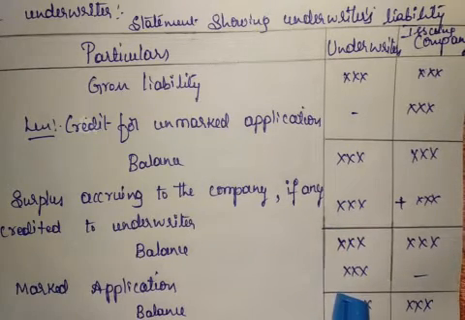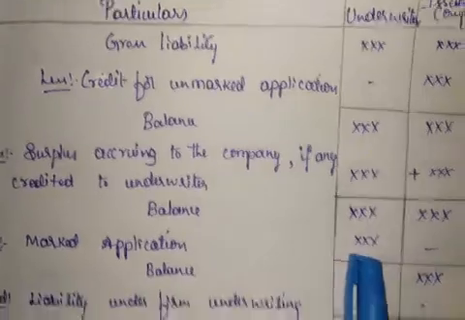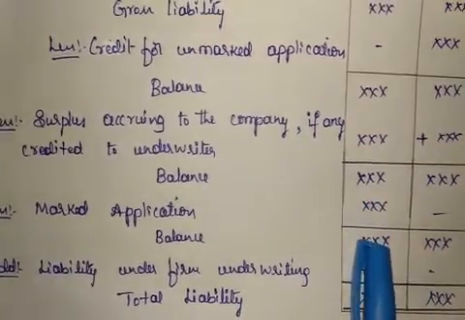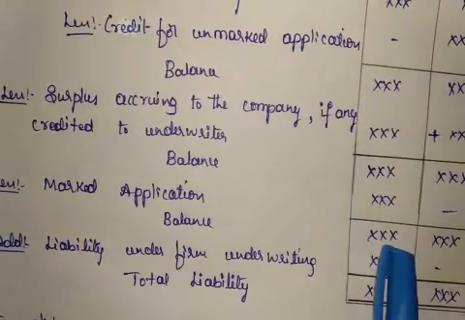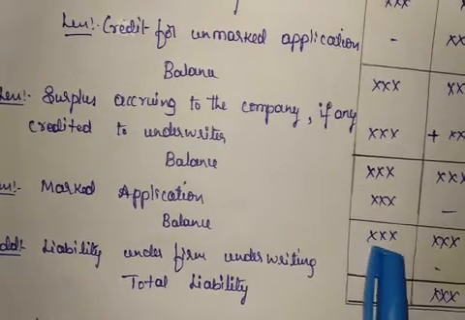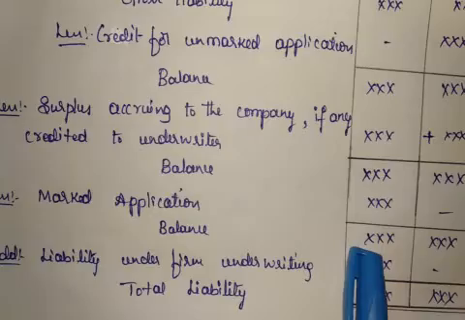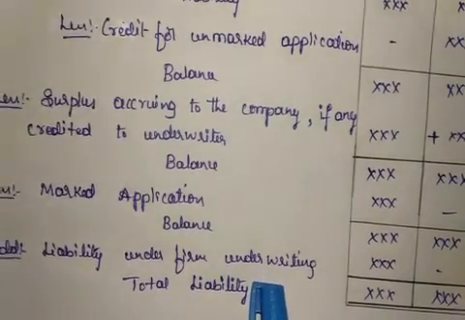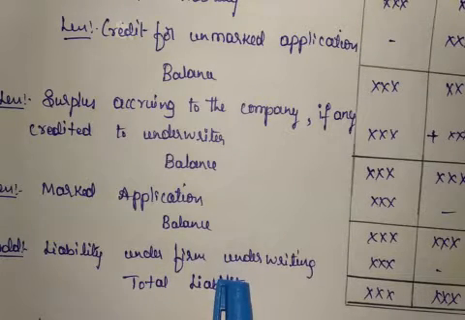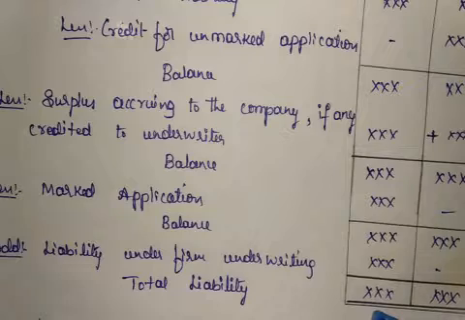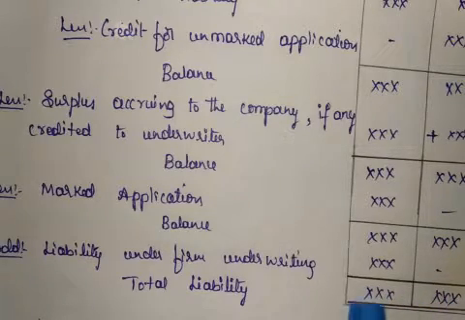Then we have to deduct marked applications, that is, applications that have come through the underwriter. Then finally we'll be getting normal underwriting. Under normal underwriting, we'll be getting the liability for both the company as well as the underwriter. Then we have to add the liability under firm underwriting. If there is firm underwriting, that number of shares we have to add in order to determine the total liability of the company as well as the underwriter.